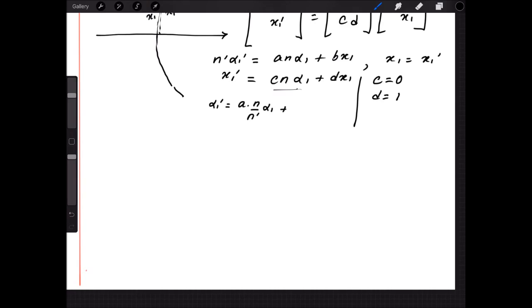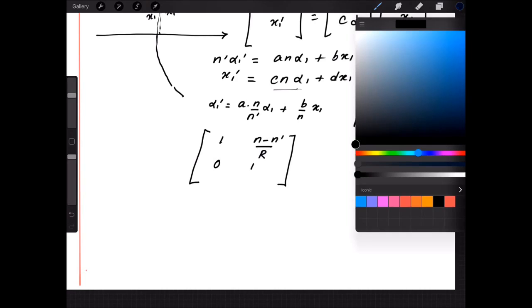Now if you compare the previous equation, in the first term there was only n over n prime alpha 1, which gives you A equals 1. In the second term there was n prime minus n over n r times x1, so that gives you B equals n minus n prime over r. And that's it. That's your matrix. A equals 1, B equals n minus n prime over r, C equals 0, D equals 1.